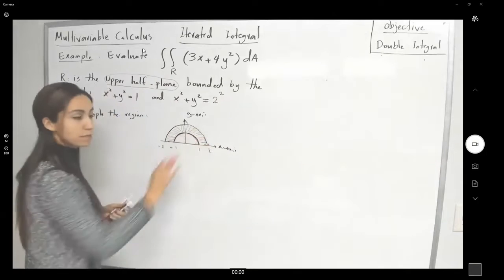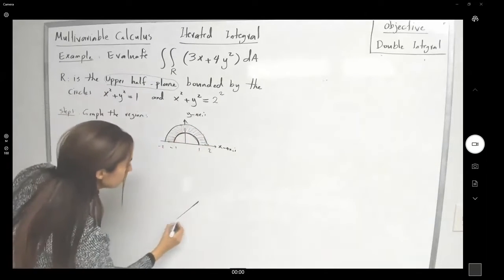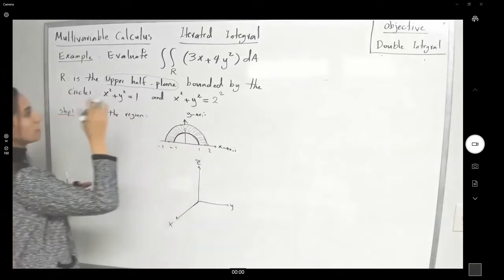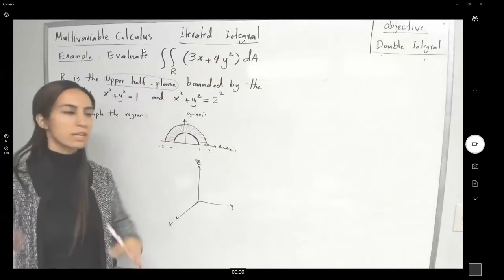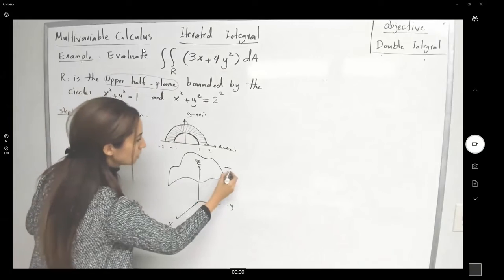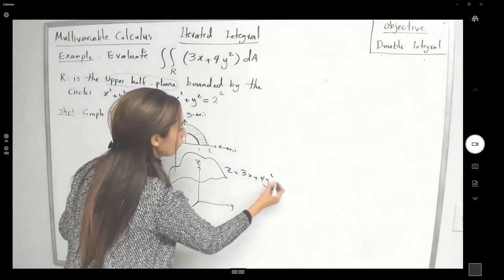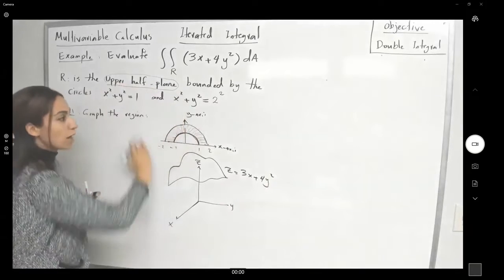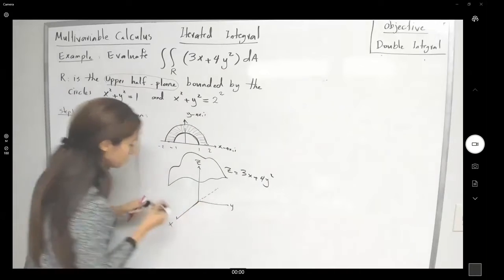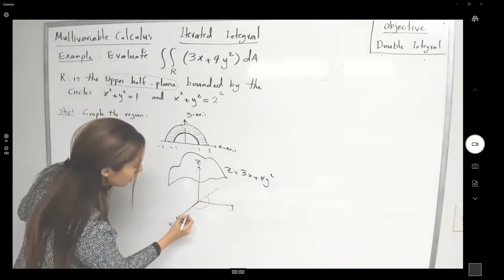So remember, this region is in the plane. You can just convert this. You have your x, here you have your y, and here you have your z. Well, this surface, whatever it is in space, this is your z equals 3x plus 4y squared. Down here, you have your region. Where is that region? The region is located here. This is the region that you are dealing with in XY.